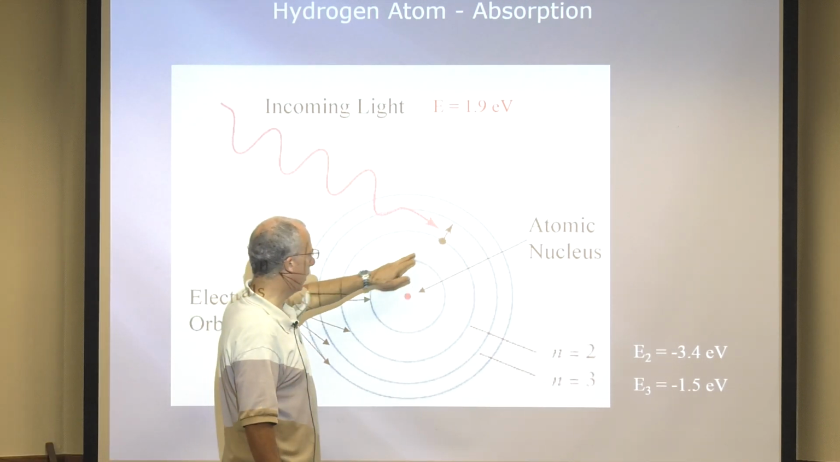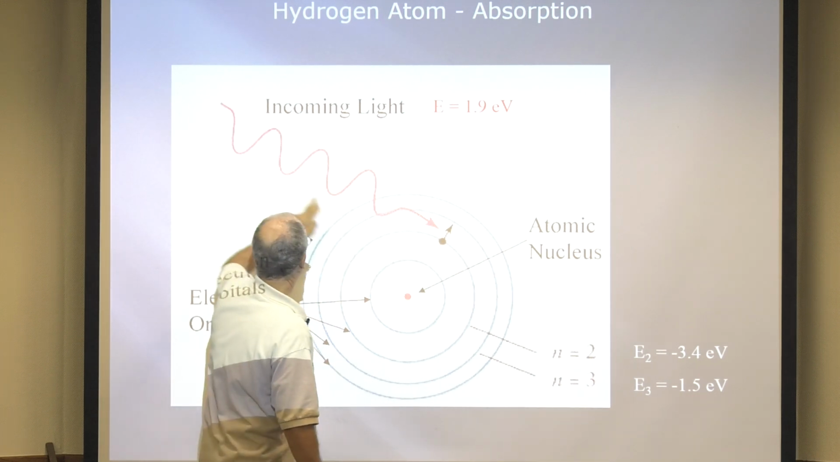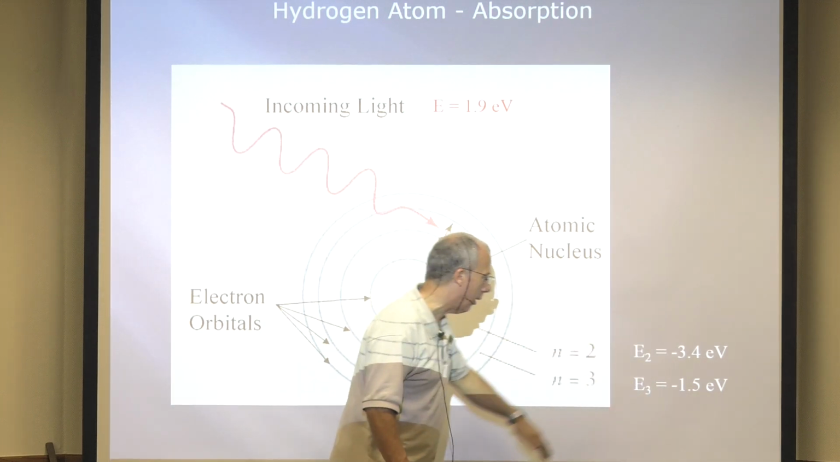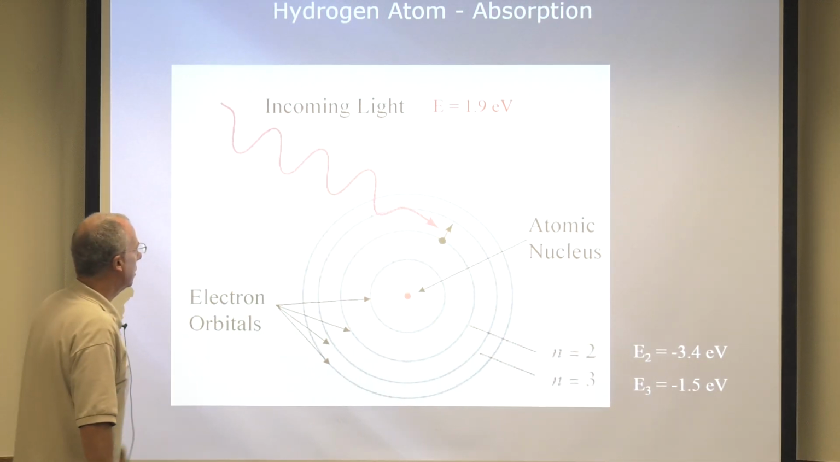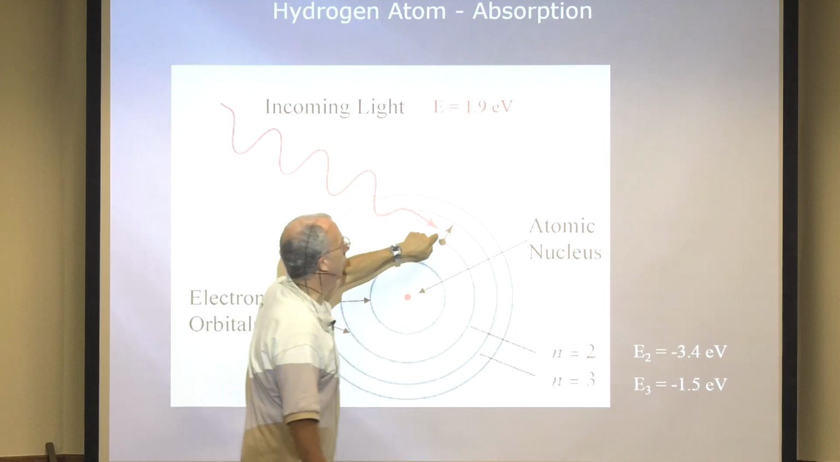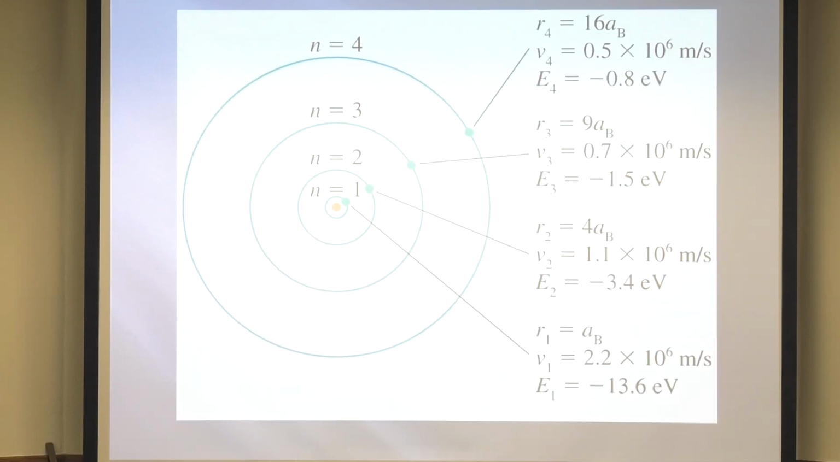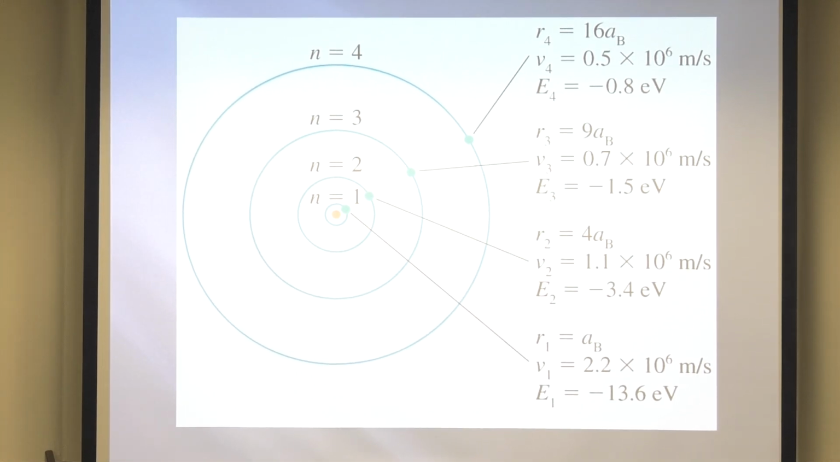Here's an electron in the 2 state. It's going to absorb a photon to get to the 3 state. Again, what's the difference between the 2 state and the 3 state? 1.9 eV, right? And so what's going to have to be the energy of this photon? 1.9 eV. So, yay! Okay, so it's great.